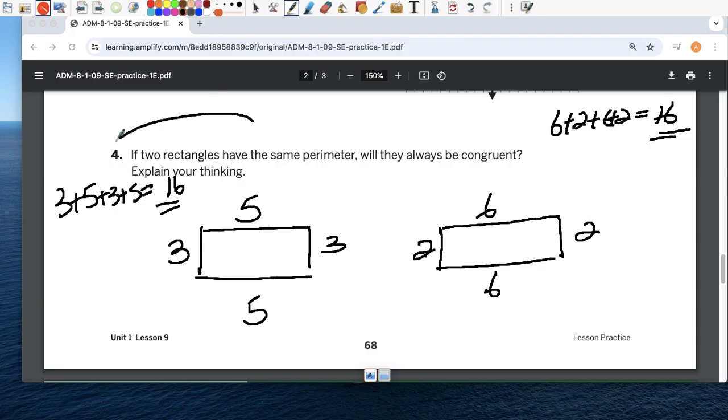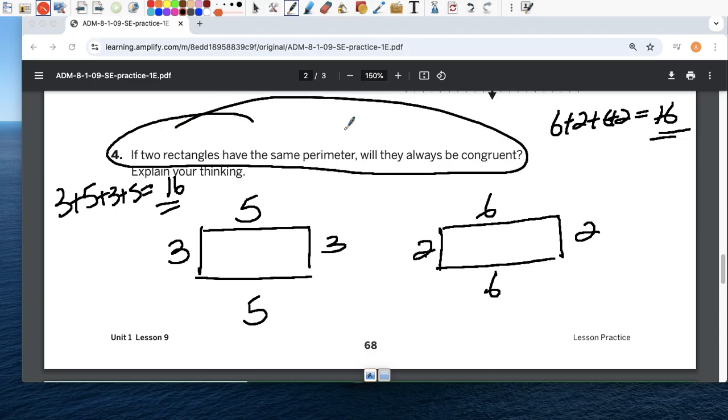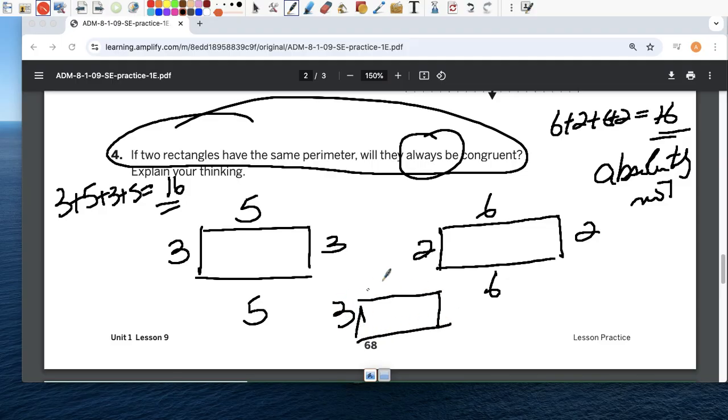So what do you think now? If two rectangles have the same perimeter, and they do, will they always be congruent? Absolutely not. I just proved it to you that they will not always be congruent. Right? In order to be congruent, the second rectangle has to be a 3, 5, 3, 5. Okay? So the statement, if two rectangles have the same perimeter, which this one had, are they congruent? No, they're not.